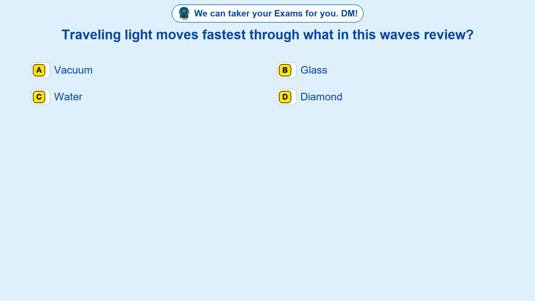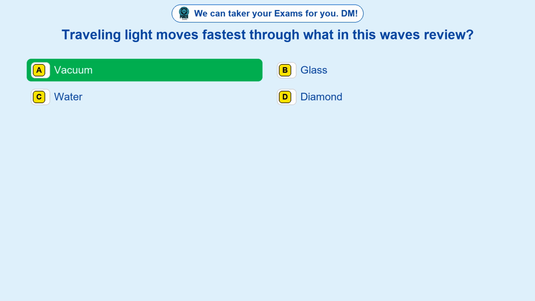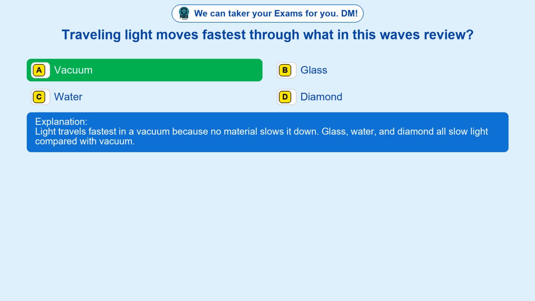Question 66. Traveling light moves fastest through what in this waves review? Option A, vacuum. Option B, glass. Option C, water. Option D, diamond. The correct answer is option A. Vacuum. Light travels fastest in a vacuum because no material slows it down. Glass, water, and diamond all slow light compared with vacuum.